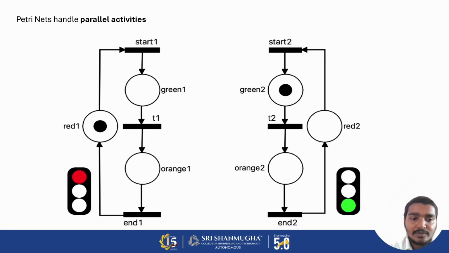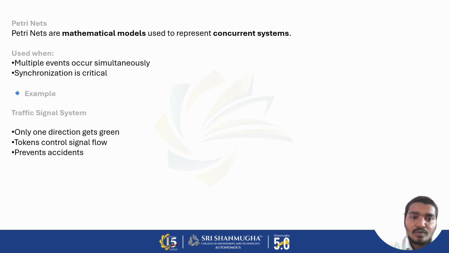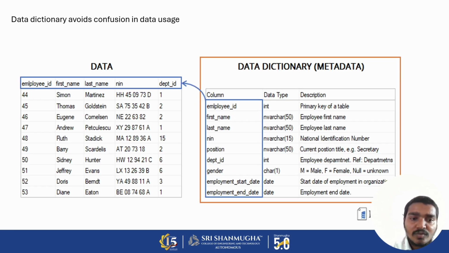Next, Petri nets handle parallel activities, though looping is a repetition process. Petri nets have parallel activities. It is a mathematical model used to represent concurrent systems. When multiple events occur simultaneously, synchronization is critical. The example is a traffic signal system. Only one direction gets green, and tokens flow through the signals, which prevents accidents.